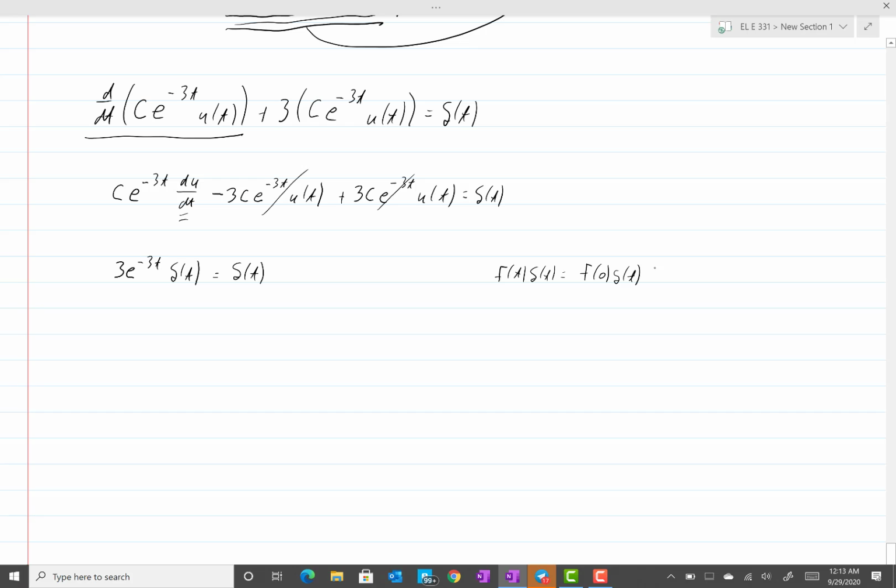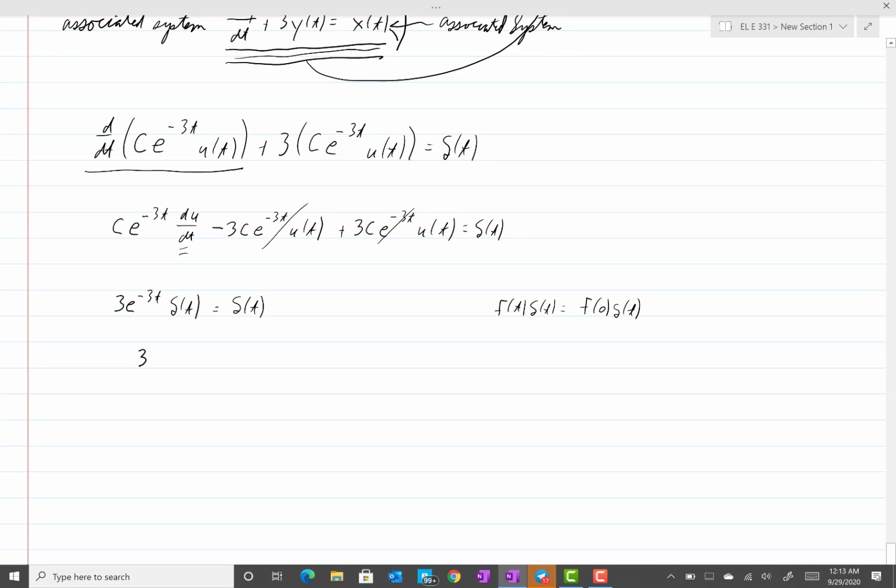So if we think of, in this case, 3e to the minus 3t playing the role of f of t, then f of 0 would be 3e to the 0, which is 3 times 1, which is 3. Oh, sorry, I've made a little error here. This shouldn't be 3e. This should be ce. See, it's c. Okay, so that should be ce to the minus 3t delta of t.